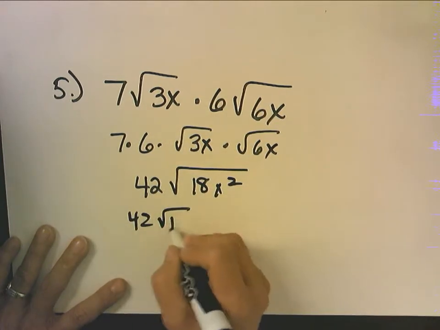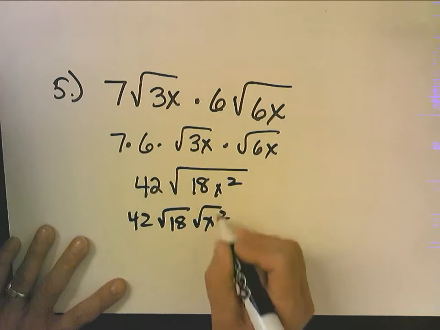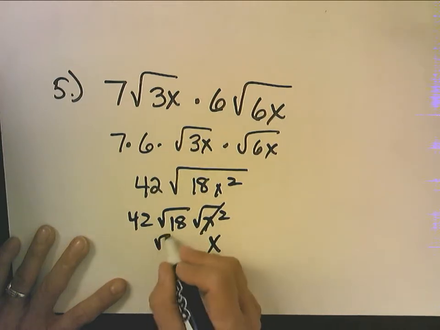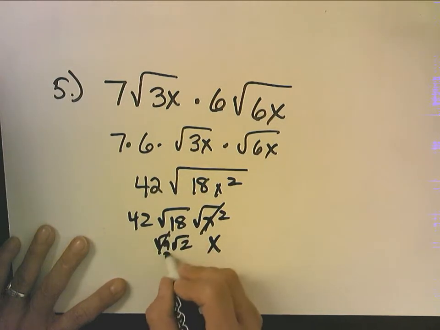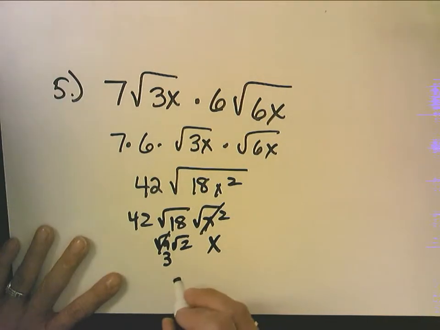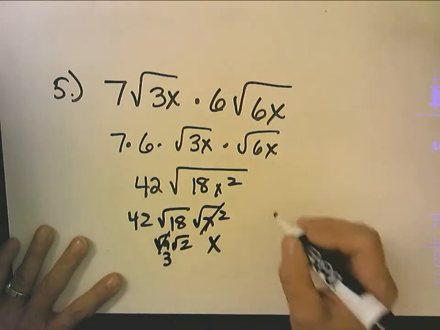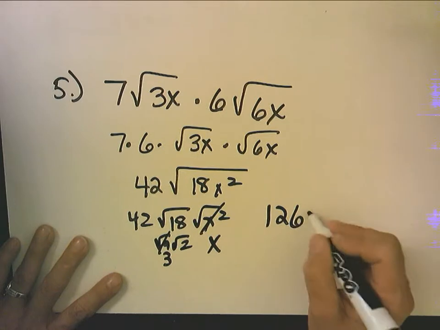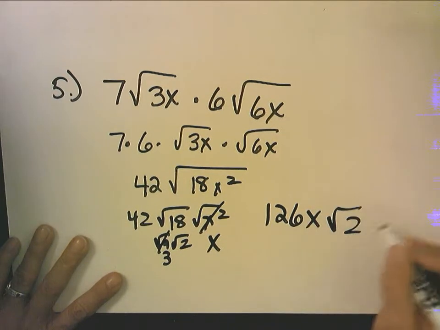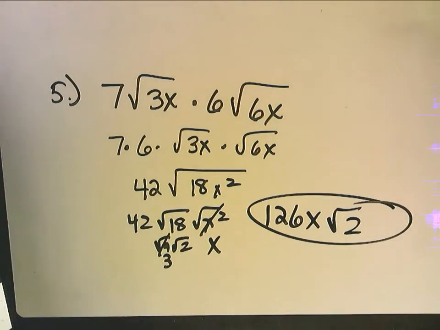Now, root 18 and root x squared, that becomes x. This becomes root 9 times root 2, which is 3 root 2. So I do 42 times 3, which is 126x root 2.